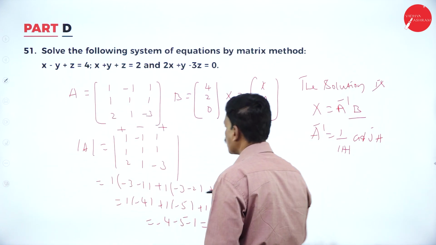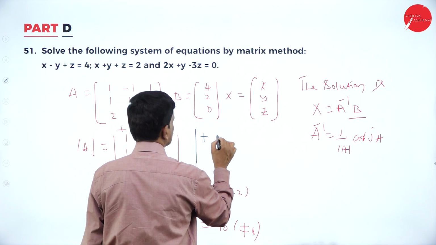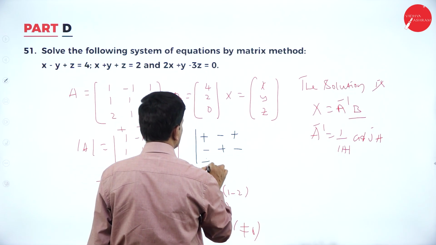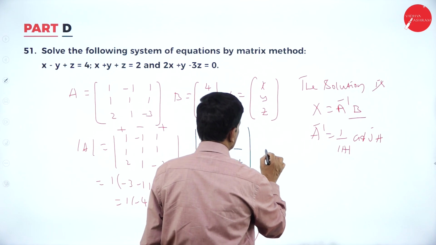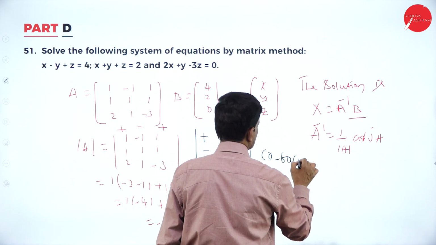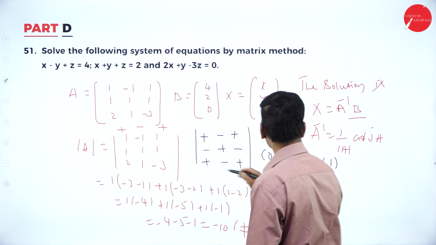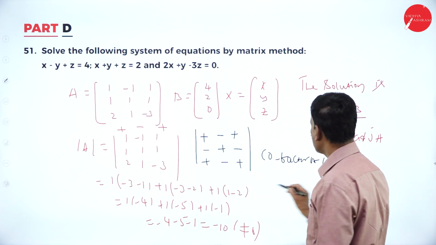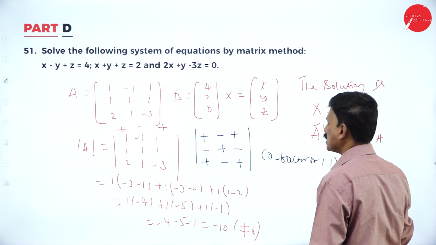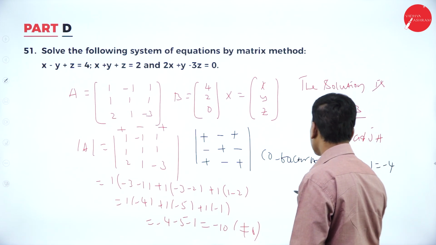Now cofactors for the matrix. Now the signs are plus, minus, plus, minus, plus, minus, plus, minus and plus. Now write down the cofactor. Cofactor for the first element, 1. Cofactor of 1 is equal to, this row and column is gone, 1 into minus 3 is minus 3, minus 1. That's equal to minus 4.